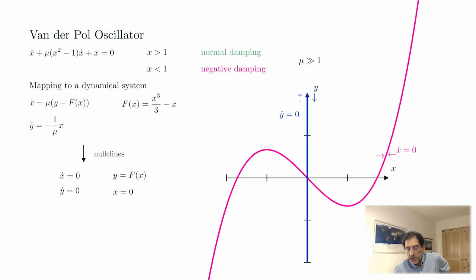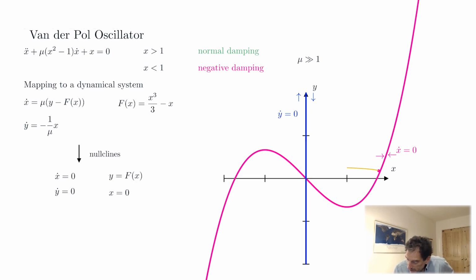And notice that if mu is much greater than 1, y dot is generally slow flow because it involves 1 over mu, whereas x dot is typically fast flow because mu is much bigger than 1. So as long as y minus f of x is not close to 0, which is as long as we're not close to the nullcline x dot equals 0, then the flow is going to speed very quickly to the right. So let's try and draw a typical trajectory. Let's say we start somewhere here. In this region, the flow is to the right. The horizontal flow is really fast, the vertical flow is really slow, and so basically we zip over to the nullcline.